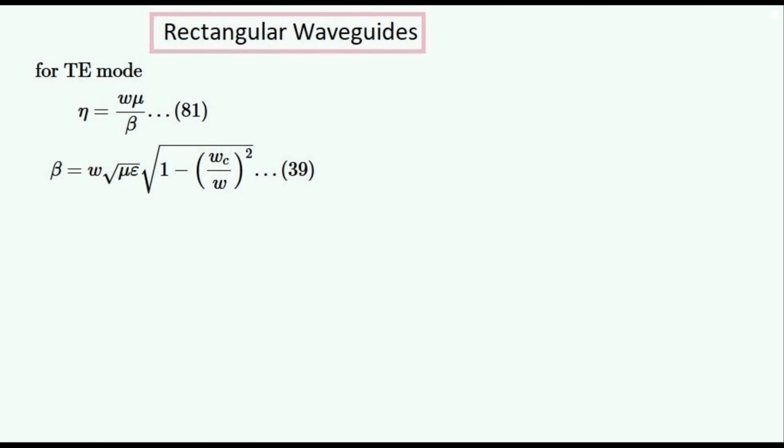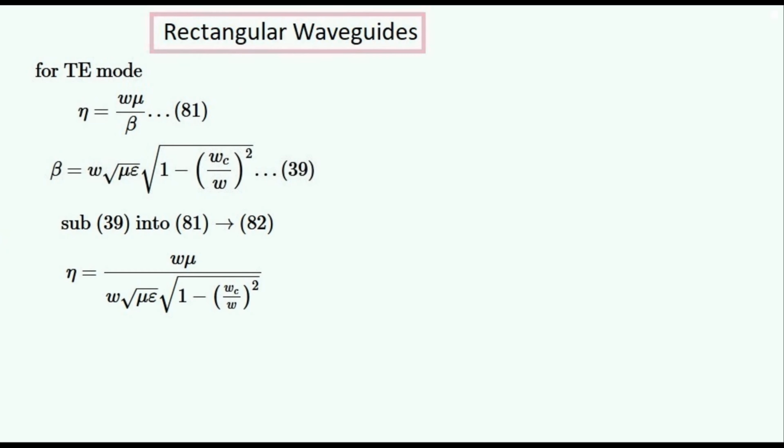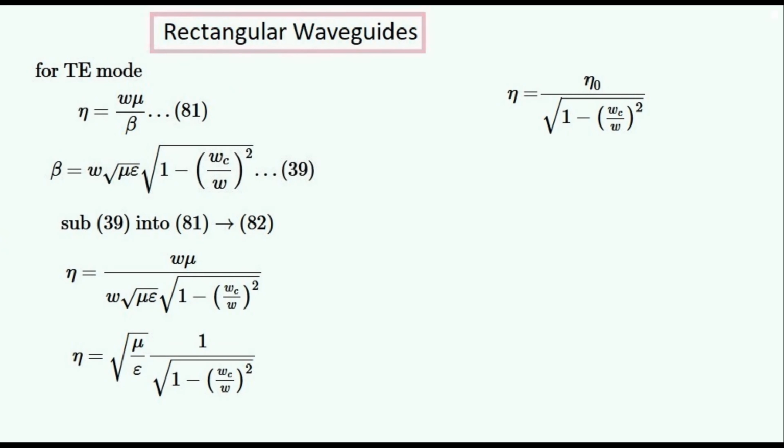This is what beta is in terms of the radial frequencies. We used it before. We can assume that beta is equal to gamma when we use it. Making the substitution gives us this equation. We can simplify this equation to be this, and we can substitute the wave impedance for free space into it, because the waveguide will have air in it, which has the same wave impedance as free space.